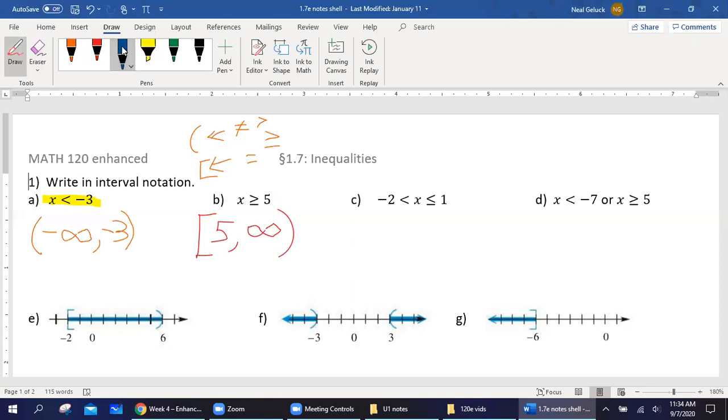For letter C, this is bound between two things. X is bigger than -2, but less than or equal to 1. Well, it can't equal -2, so I'll put a parenthesis on that. It can equal 1, so I'll put a bracket on that one.